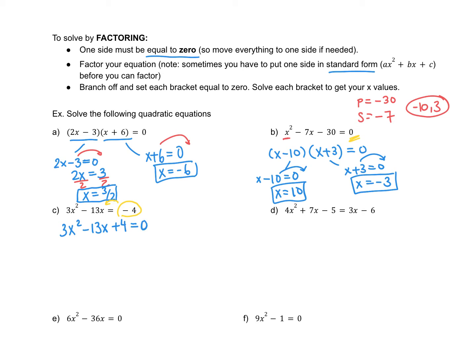And now this trinomial is complex because of the 3 in front of the x squared, so we have to do decomposition. So 3 times 4, we need a product of 12 and a sum of negative 13. And our magic numbers here are negative 12 and negative 1. So let's decompose the middle term. So 3x squared minus 12x minus x plus 4 equals 0.